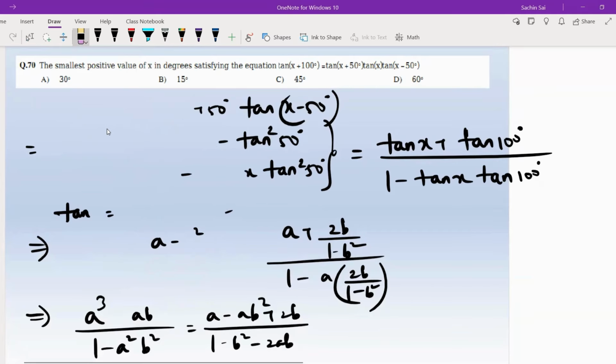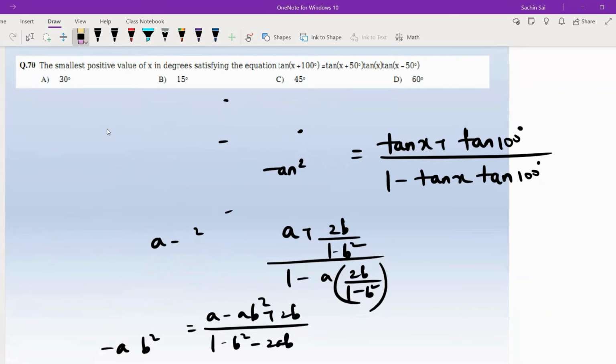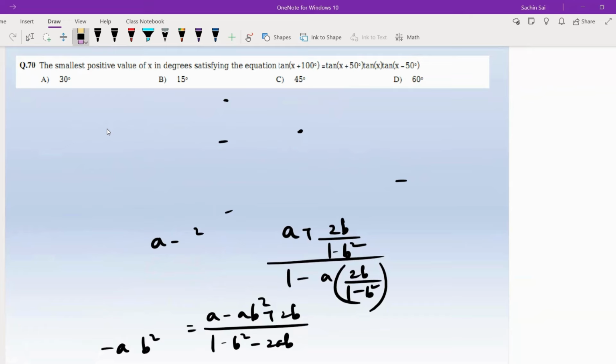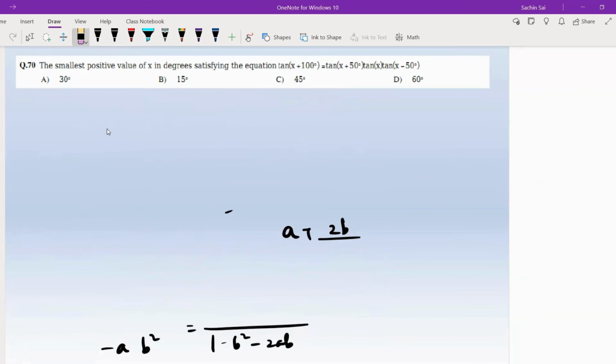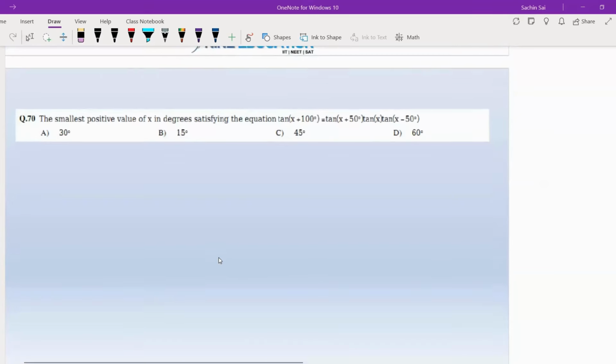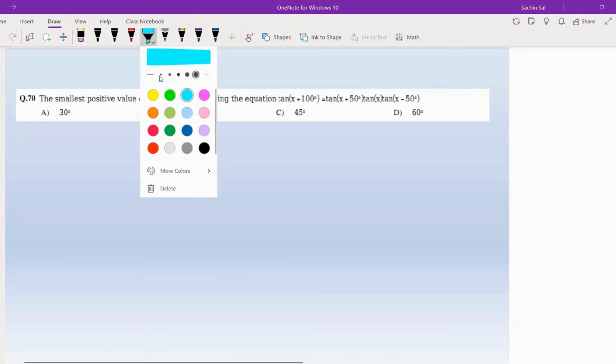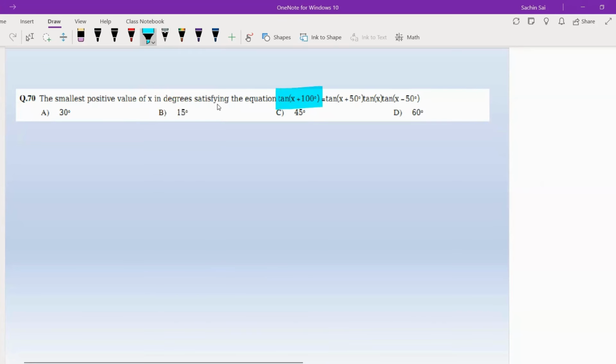Okay, so this is also not, it's getting lengthy in this case. Let's try something. Let's try an alternative here. So how are the angles related? I can observe one thing here, that if I subtract these two angles, I get 100 degrees. And if I subtract these two angles, again, I get 100 degrees, right? So let's try something with that.